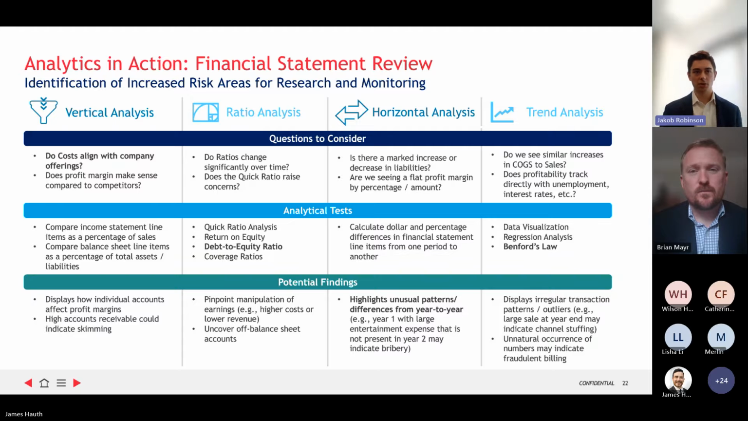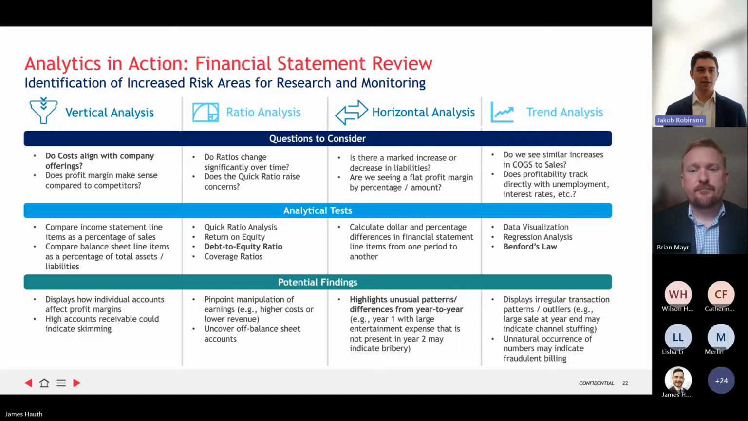We also do horizontal and trend analysis, which are a little bit different. Horizontal analysis is really direct comparisons from reporting period to reporting period, looking for patterns and year-to-year differences that just don't seem to make sense. Do we see a large change in entertainment expenses? As a company moves into a new region, did they spend a bunch of money on entertainment, and then the next year they didn't expand to a new region and there's no entertainment? That can open up issues.